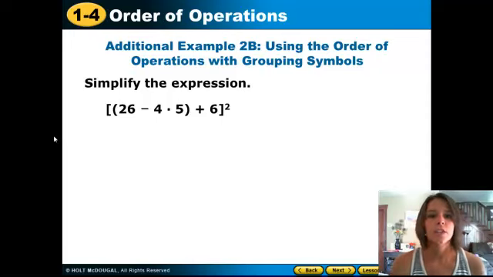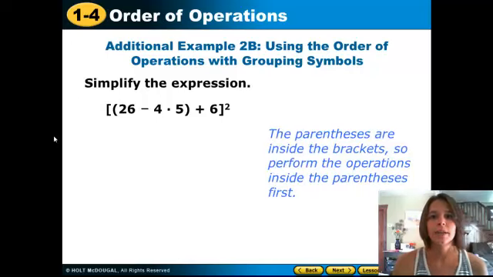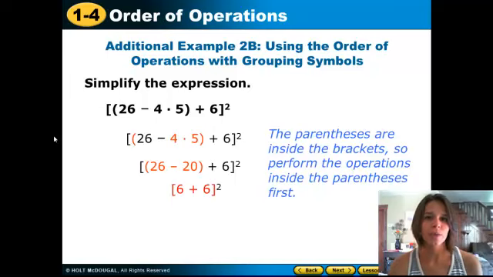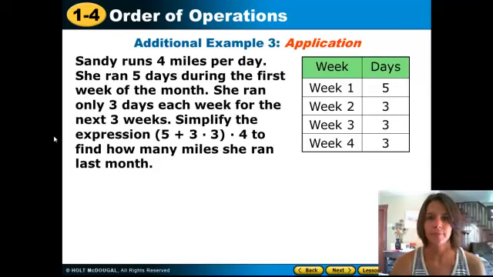So within the first set of parentheses, I've got 26 minus 4 times 5. I'm going to do the multiplication first. 4 times 5 is 20. Second, within those parentheses, I've got subtraction. 26 minus 20, which is 6. Now that those parentheses are simplified, I can go ahead and deal with the things within the grouping symbols. 6 plus 6. After I have that simplified, I am now lastly going to apply that exponent of 2. 12 squared is 144.